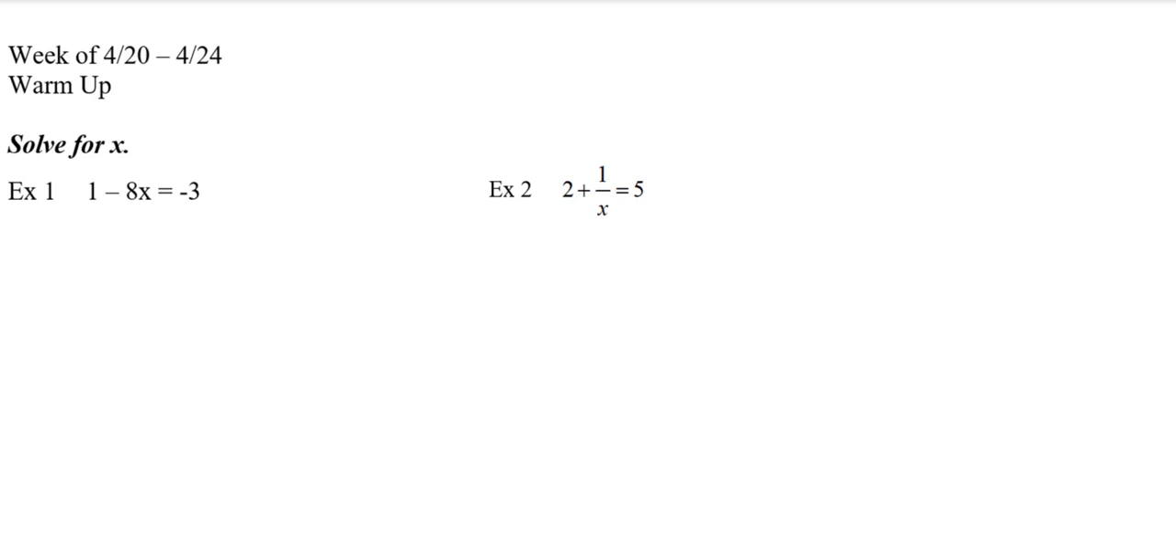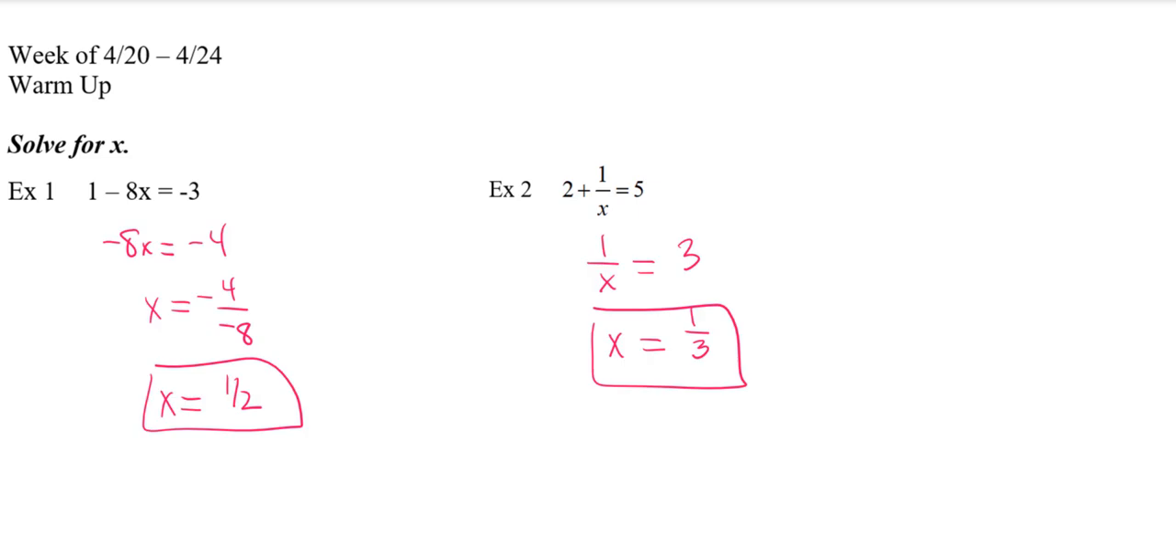Now for our warm-up, we're just going to take a look at these two problems here. You can probably do these without me, so just go ahead and hit pause, then come on back, and let's see how you did. All right, my mathletes, how did we do on that? Hopefully, you got x equals 1/2 for the first one.